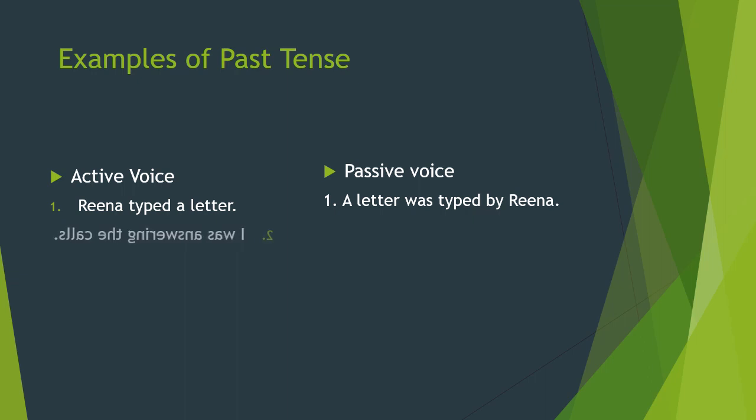Now the next sentence, I was answering the calls. Here subject is I, object is the calls and verb is was answering, which is past continuous tense. Past continuous tense will change to was or were being plus the past participle, that is answered. Now here the subject and object you need to exchange.